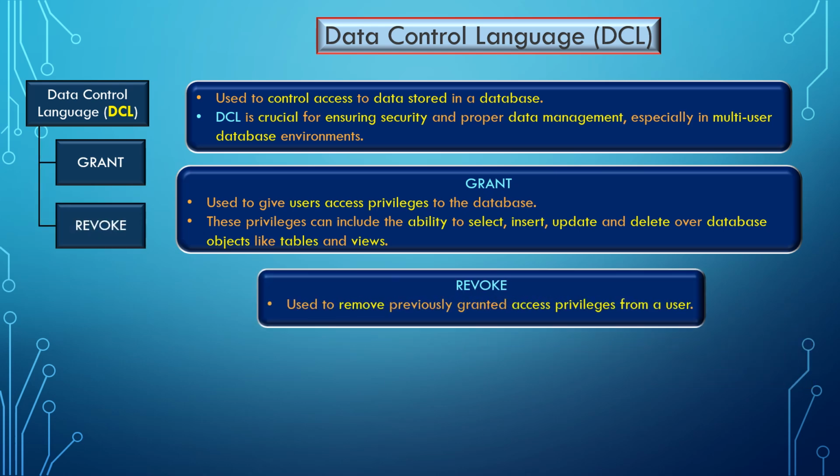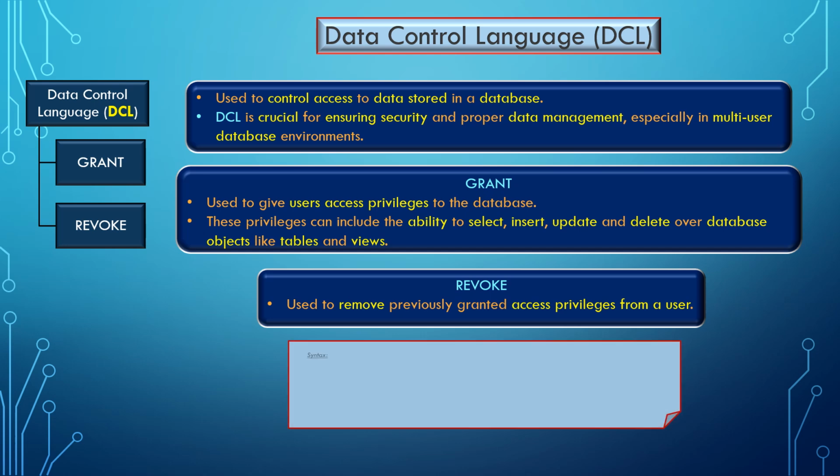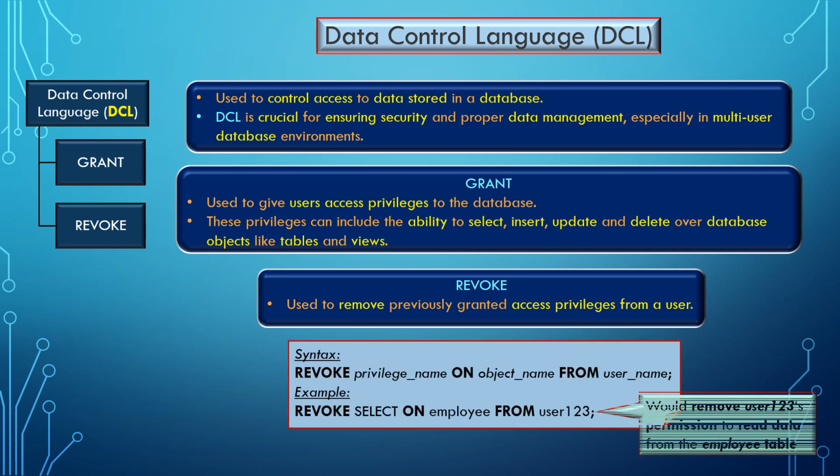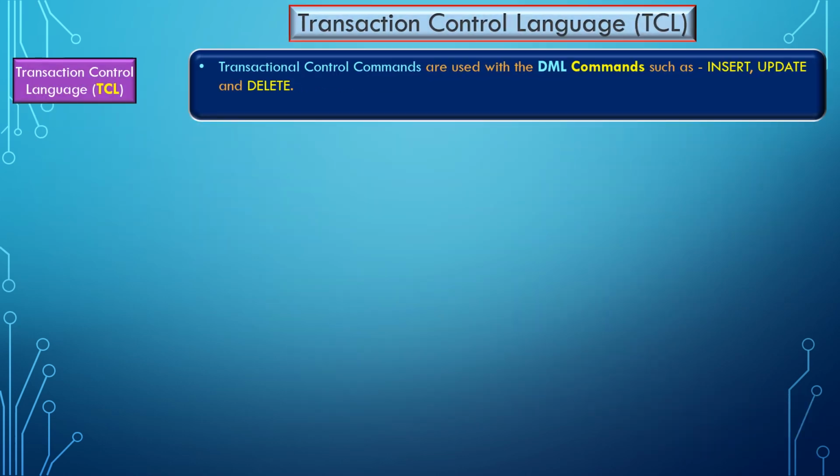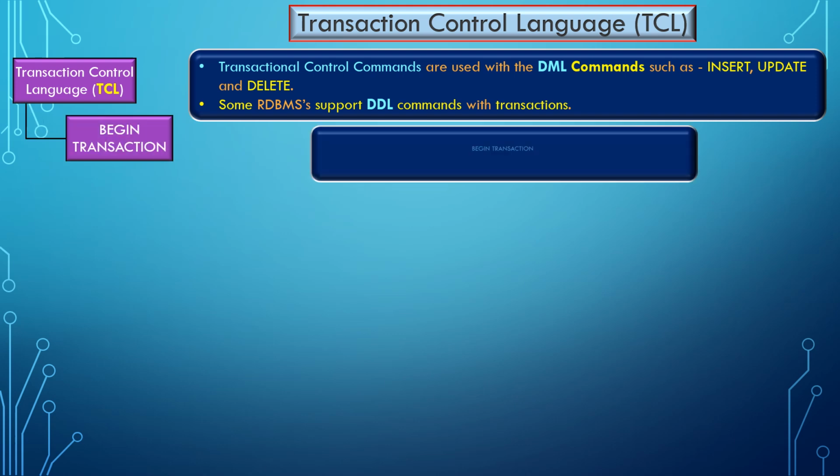Revoke is used to remove previously granted access privileges from a user. In this example, revoke would remove user 123's permission to read data from the employee table. Transaction control commands are used with DML commands such as insert, update, and delete. Some RDBMSs support DDL commands with transactions.